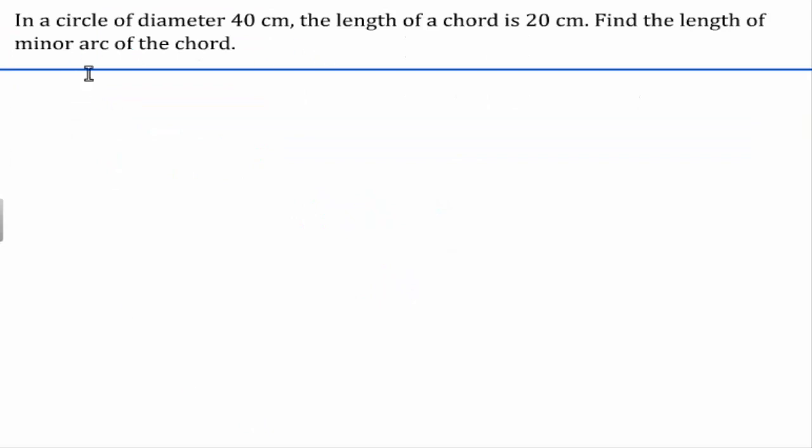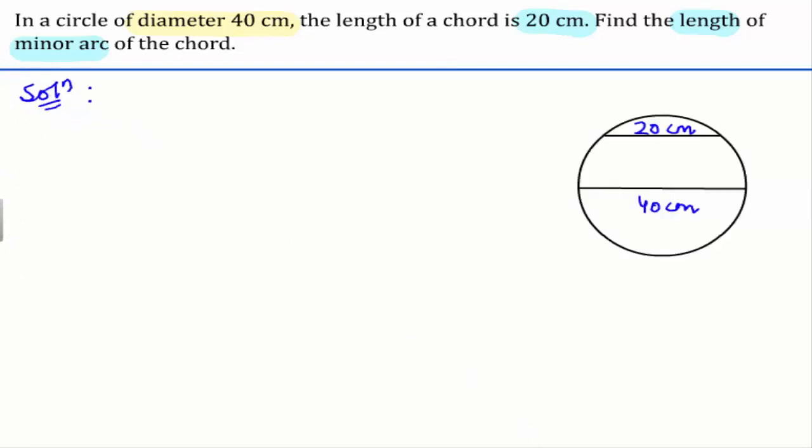In this question we are given that in a circle of diameter 40 centimeters, the length of a chord is 20 centimeters. We have to find the length of the minor arc of the chord. Let's begin with the solution. Suppose this is a circle with diameter 40 and this is a chord. Let us name the chord AB, which is of length 20 centimeters. We have to find the length of the arc, that is, we have to find this. Let us denote it by L.